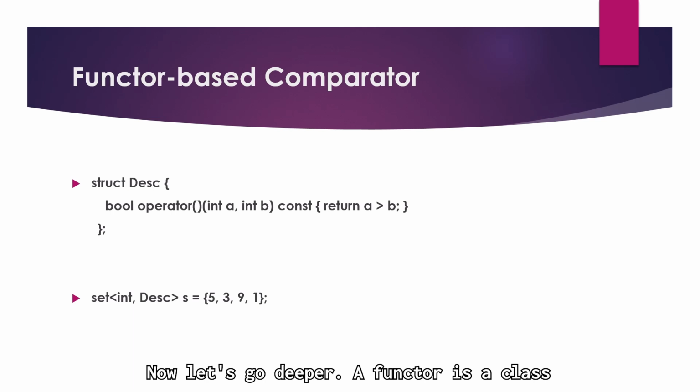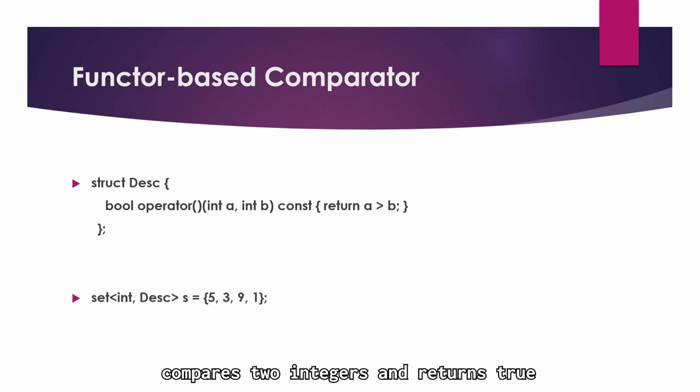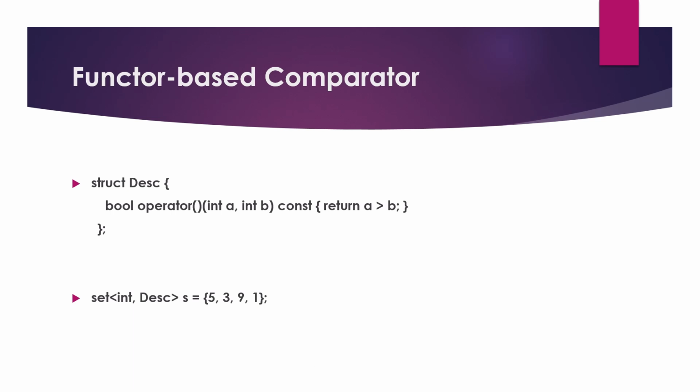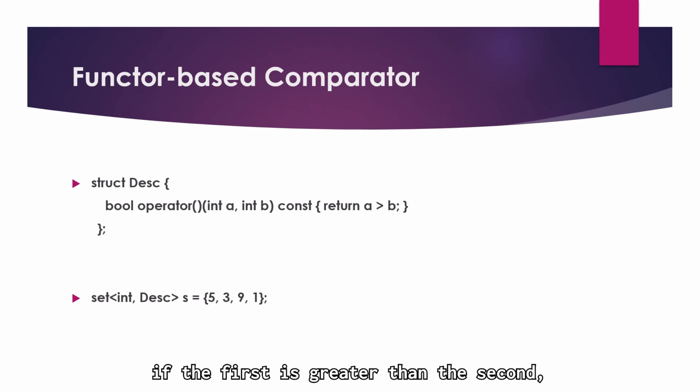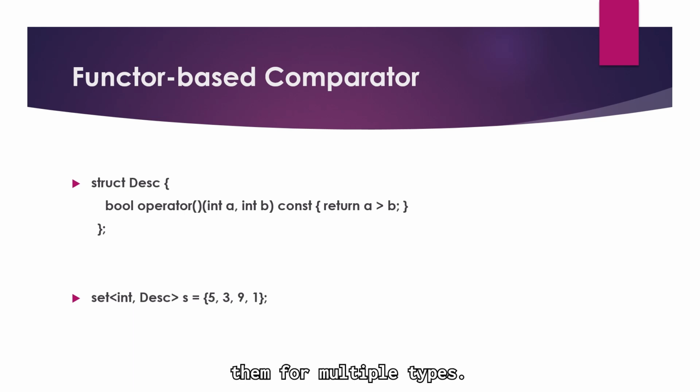Now let's go deeper. A functor is a class or struct that overloads the function call operator. In this example, the test functor compares two integers and returns true if the first is greater than the second, achieving descending order. Functors give you flexibility. You can keep internal state, reuse the logic, and even template them for multiple types.